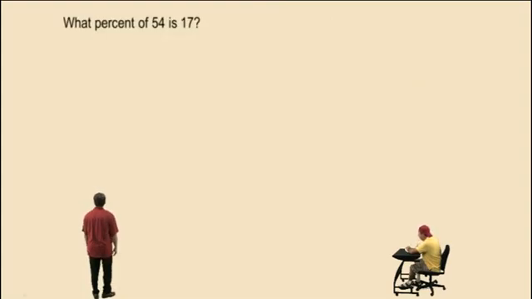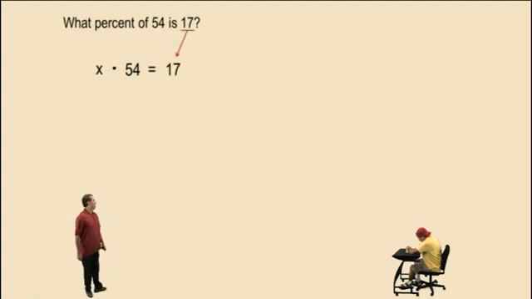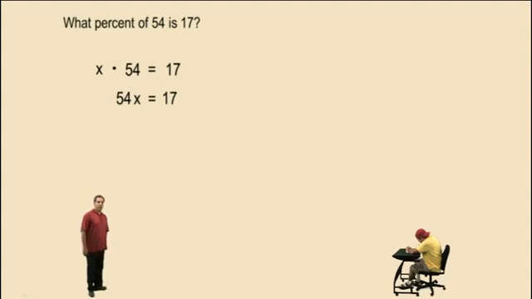What percent of 54 is 17? All you have to do is read and translate. So what percent? That'll be represented by our x. Of is multiplication. 54 is our equal sign, and 17, we put that in. There's our equation. So x times 54 is 54 times x, which is 54x. So our equation is 54x equals 17.